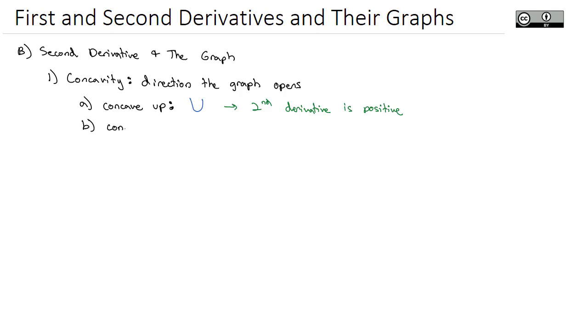Contrast that when the graph is concave down. When the graph is concave down, it's an upside down smiley face, a frowny face, because the second derivative is negative.